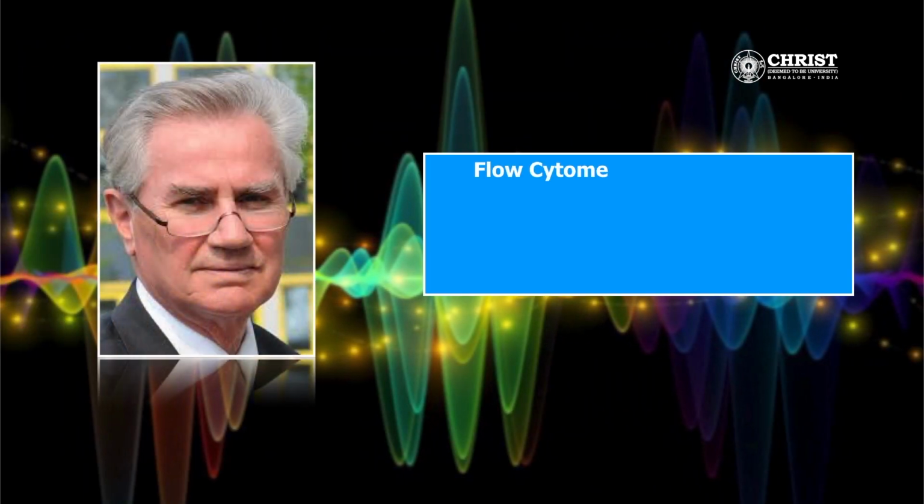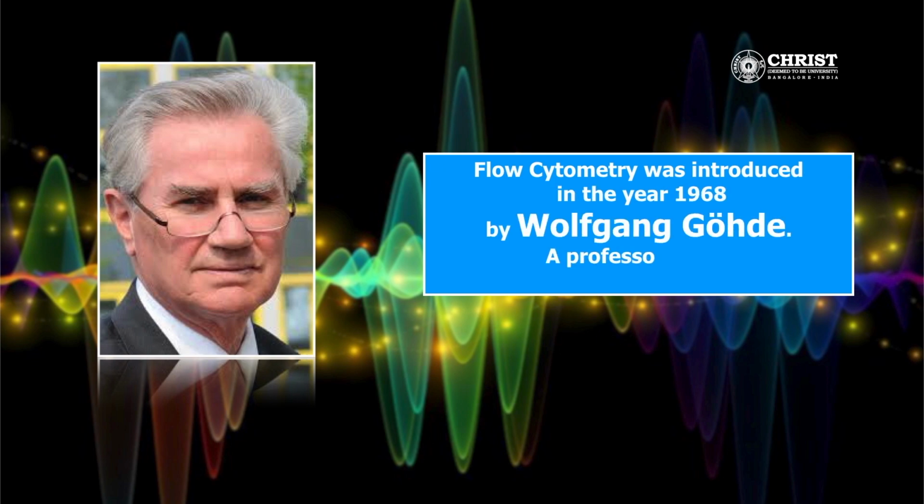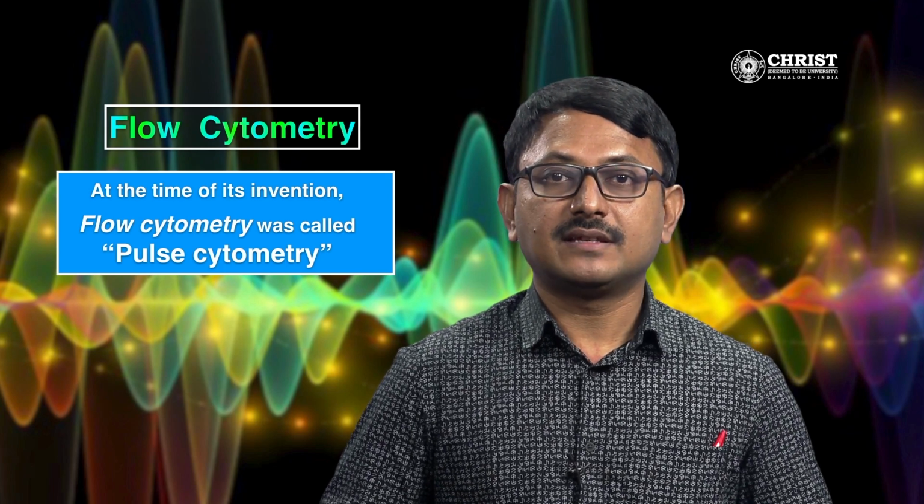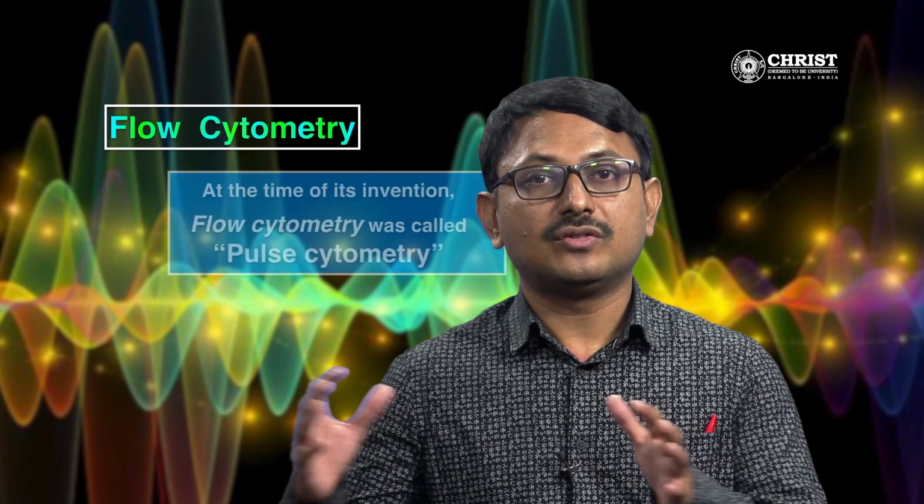Before we go into the details of flow cytometry, let's understand a little bit about the history behind this technique. Flow cytometry was introduced in the year 1968 by Wolfgang Göhde, a professor at the University of Münster in Germany. It was later commercialized by the company called Partec. Now Partec has been acquired by Sysmex and called Sysmex Partec. At the time of his invention, flow cytometry was called pulse cytometry. Ten years later, in 1978, at the conference of the American Engineering Foundation in Pensacola, Florida, the technique's name was changed to flow cytometry, the term that quickly became popular.